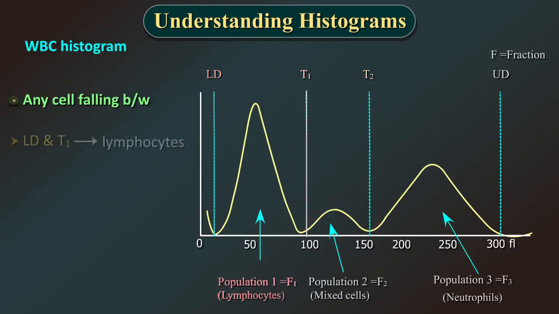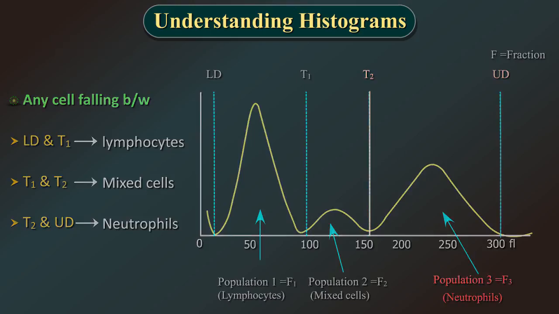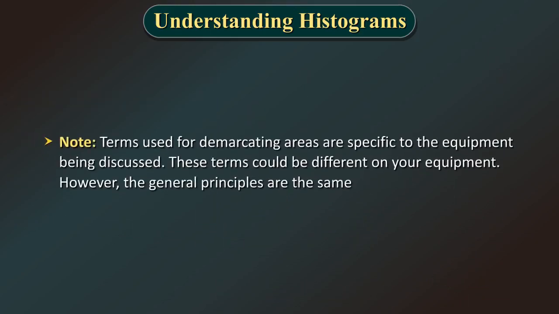Any cell falling between LD and T1 will be a lymphocyte, small-sized, or fraction F1 or population 1. Between T1 and T2 are mixed cells, mid-sized, or fraction F2 or population 2. And between T2 and UD are neutrophils, large-sized, fraction F3 or population 3. Note, the terms used for demarcating areas are specific to the equipment being discussed. These terms could be different on your equipment. However, the general principles are the same.